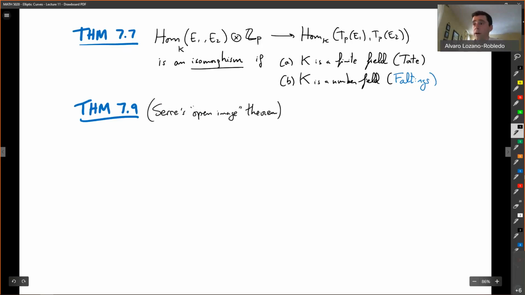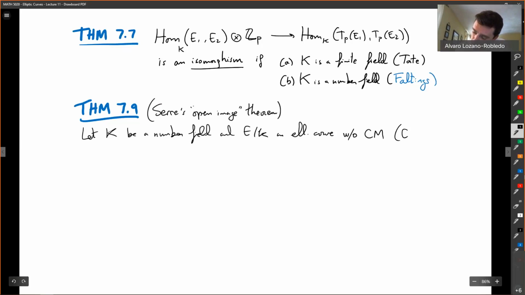And it is the following. Let K be a number field, and E over K an elliptic curve without complex multiplication. Remember that what that means is that the endomorphisms of the elliptic curve are actually just Z. There are no extra endomorphisms. The only endomorphisms are multiplication-by-m maps.